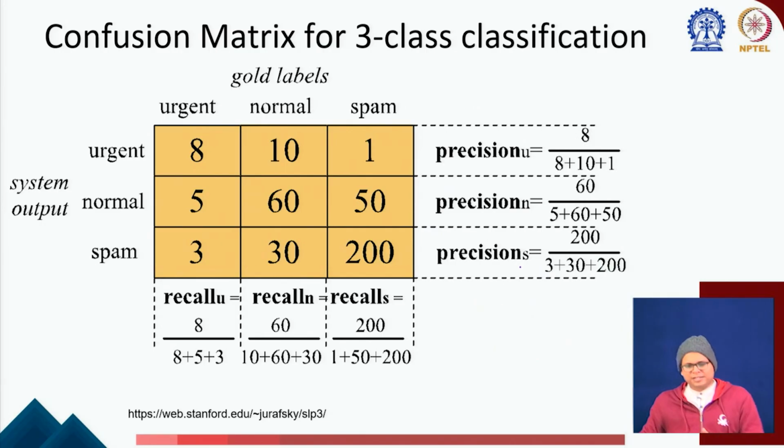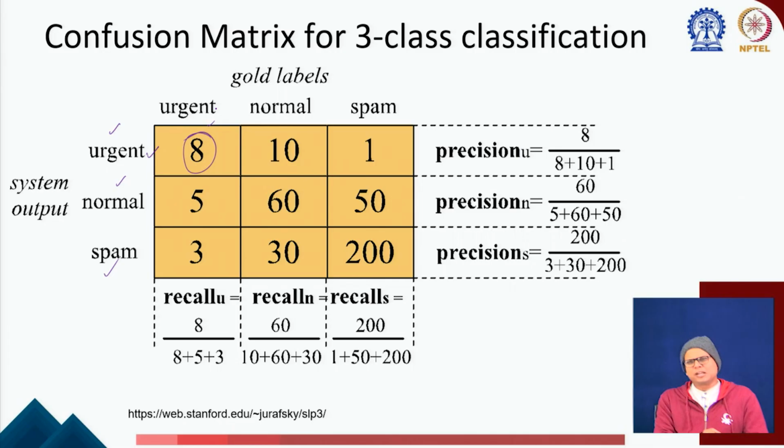Okay, so let's take a quick example of what if you have more than 2 classes. Let's say you have 3 classes. So you are doing this email classification task into urgent, normal, and spam. So this is your ground truth and system output. So you can again create a confusion matrix, right? Creating a confusion matrix is very easy. You have the ground truth labels, you have the system labels, and you can just see how many are both urgent and so on, right? So you can very easily create this confusion matrix.